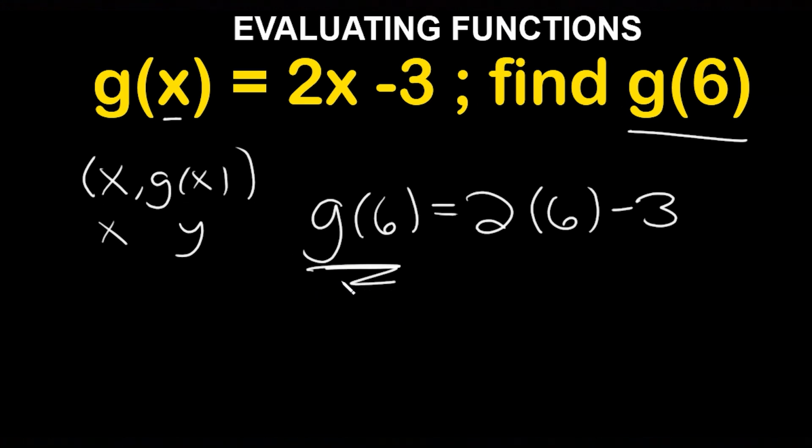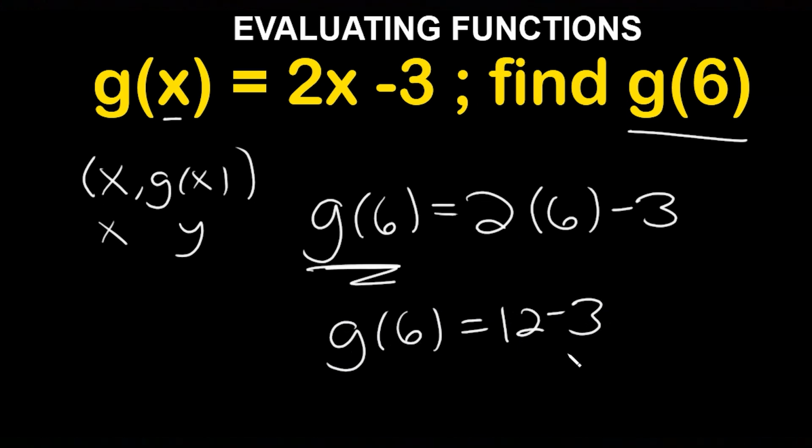So don't do anything on the left-hand side of the equal sign. I'm going to rewrite it as g of 6 equal to 2 times 6 is 12 minus 3. And then finally, 12 minus 3 is going to give you 9. So I get g of 6 is equal to 9. So this is actually a point on this function. In other words, this is my x value right here, 6, and my y value is going to be this part right here, 9. So I went ahead and did an input of 6, and my output was a 9. So g of 6 is equal to 9. Okay? All right, let's try another example.